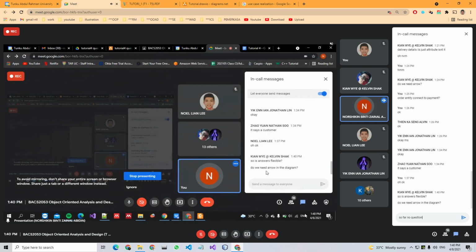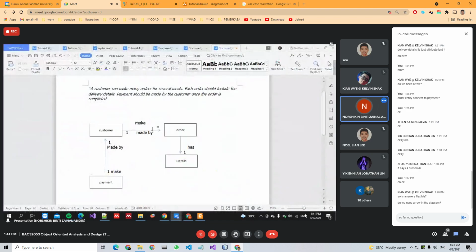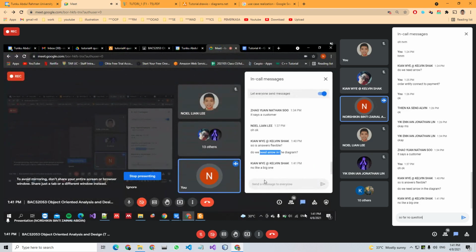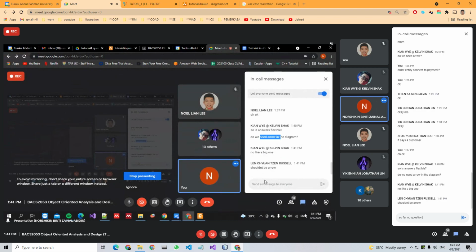Do we need arrow? We need arrow in the diagram. Oh yes, of course we need arrow in the diagram. Do you mean the arrow is this one, right? Is that what you mean, arrow? If that's what you mean, then not like a big one. Shouldn't be arrow.